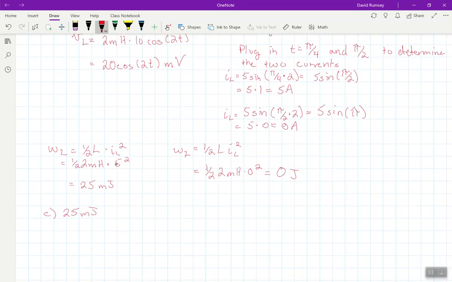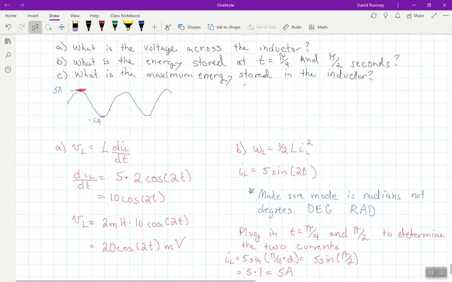And I already did that computation. 5 amps being maximum current. I did 5 squared times 2 millihenries times 1/2 and got 25 millijoules. So part C, we actually already had the answer for. But even if we didn't have the answer for it, it's still easy to do because you just sketch out the sine function. Or even if you have a cosine function, remember, cosine function looks the same, except instead of starting at 0, we start at the top. So this would be a cosine function. All right?